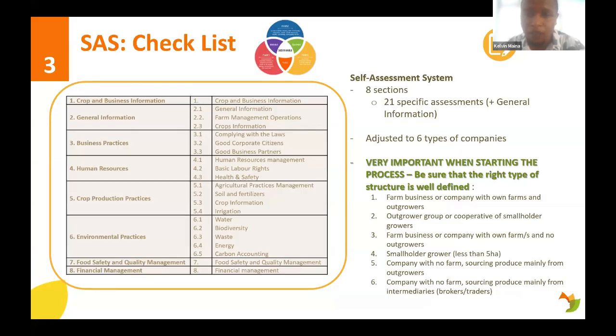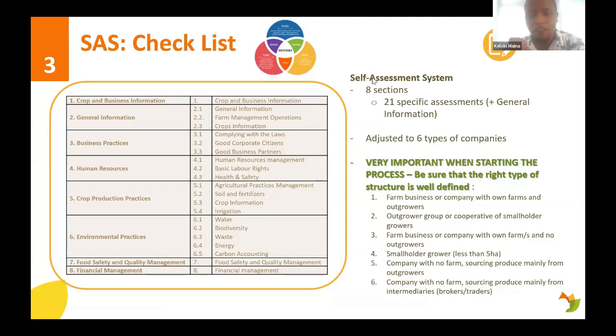As you know, we have companies with own farms and with outgrowers. We also have outgrower groups and cooperatives, which are composed of smallholder growers. We have companies with own farms and with no outgrowers. We have smallholders who have 5 hectares and below, companies with no farms but which are sourced mainly from outgrowers. And also the 6th category happens to be companies with no farm, sourcing mainly from intermediaries, brokers, and traders. So you find that all these 6 sets of companies have 6 different sets of questions.